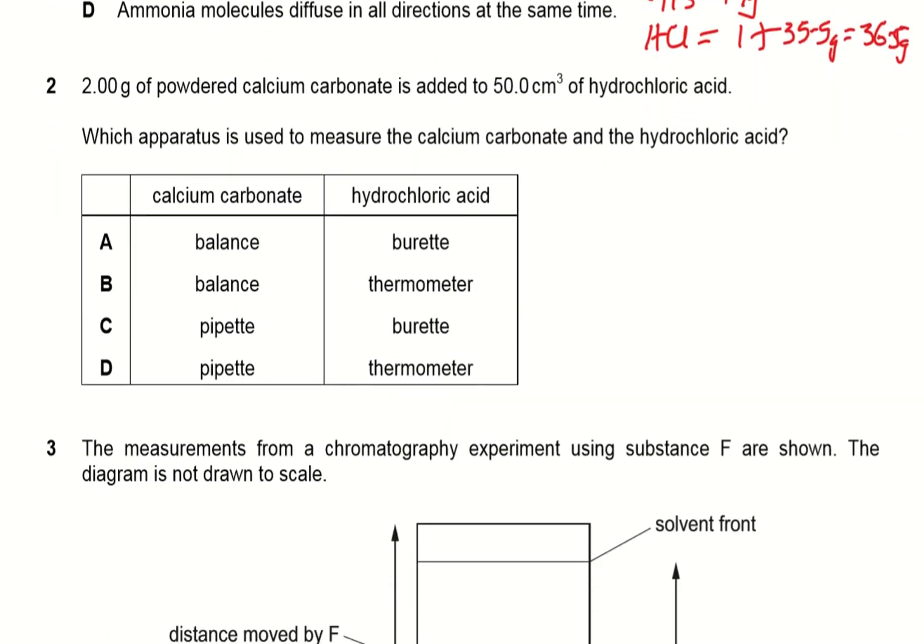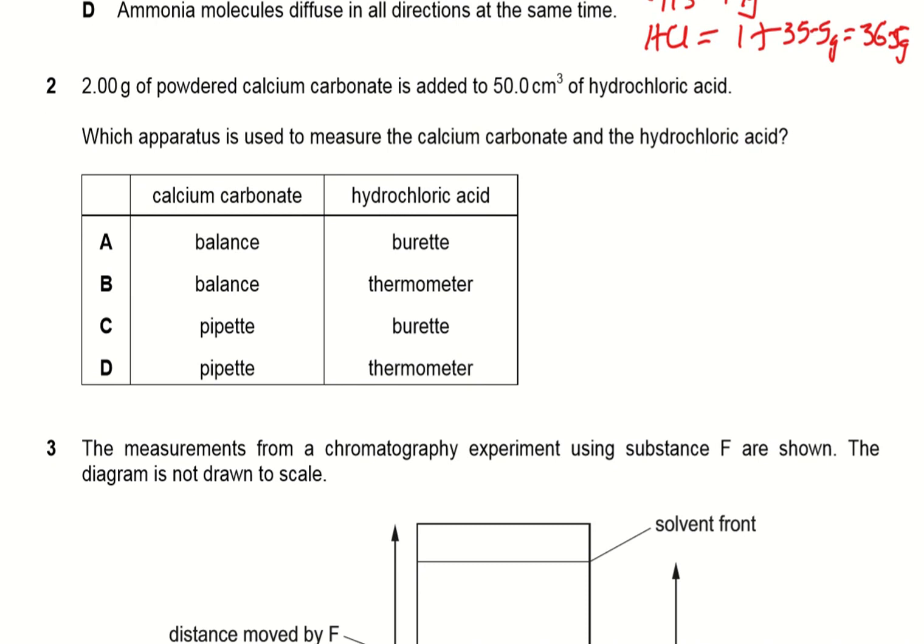Then number 2, 2 grams of powdered calcium carbonate is added to 50 cm³ of hydrochloric acid. Which apparatus is used to measure calcium carbonate and hydrochloric acid? So you need to refer to the state of matter in which they are. I think that will be helpful here.